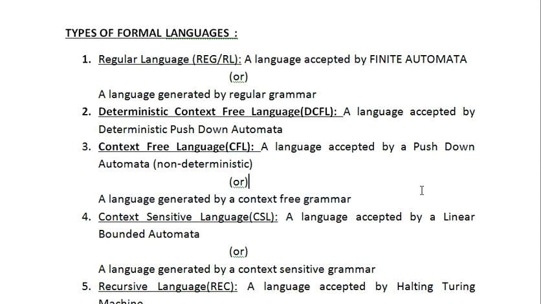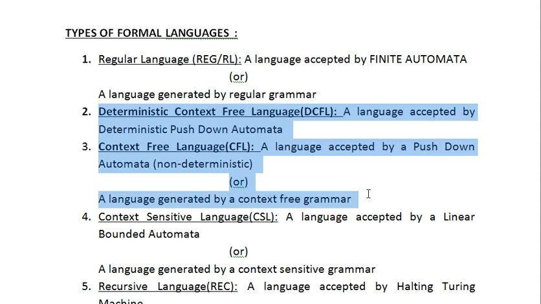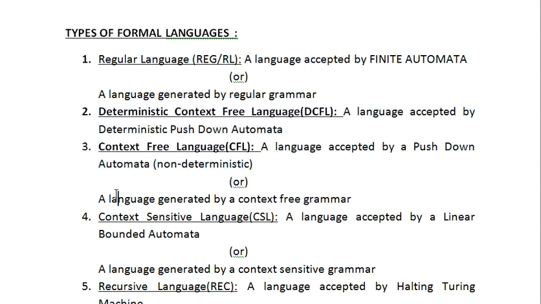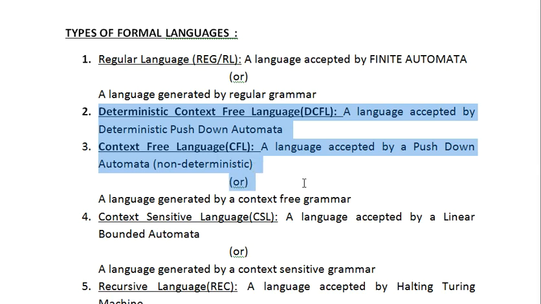So everywhere you will be learning about this acceptor part and this generator part. We'll be discussing this briefly in unit number 3 about this particular topic. In unit number 3 you will be learning entirely about context free grammar, and in unit number 4 you will be learning particularly about DCFL and CFL.